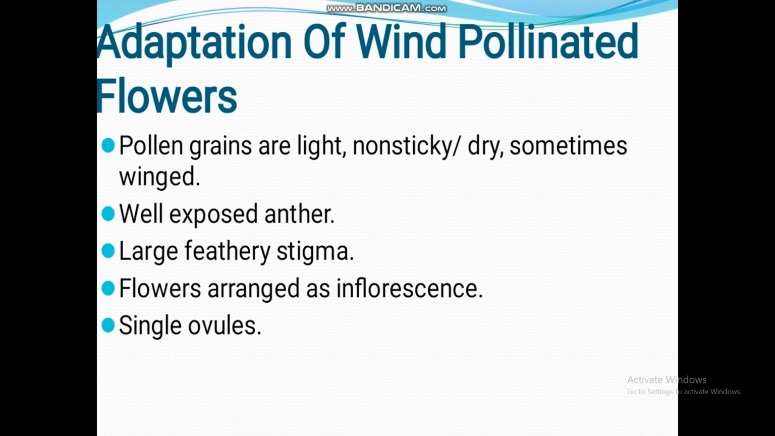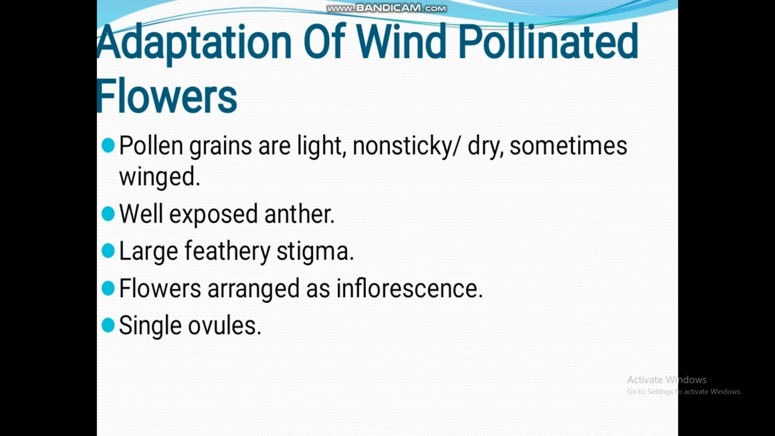So first we are going to discuss those flowers in which the process of pollination takes place with the help of wind. What are the specific characteristics these flowers contain? These flowers have pollen grains which are light, non-sticky, dry and sometimes winged. So they easily pass from one place to another even when a small current of wind is available there.